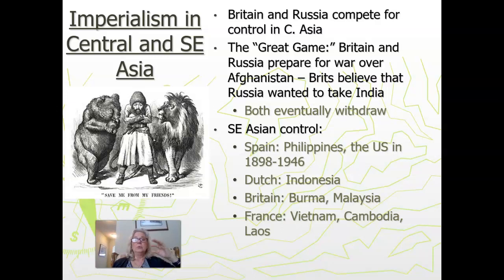First of all, the British thought that the Russians wanted to take over all of India. By the way, this occurred in the 1800s, so make sure to write that down. It was called the Great Game, and it wasn't really a game. Both sides were preparing for war, and they both eventually withdrew from Afghanistan.